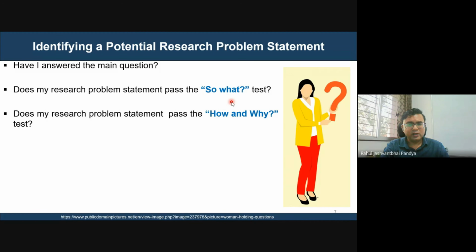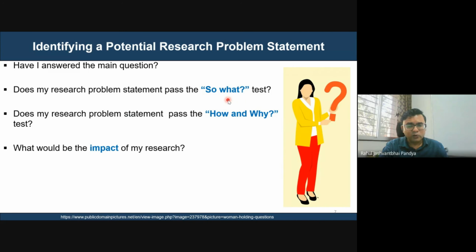Once those are addressed, the next question is, does my research problem pass the how and why test, right? So let's say once I figured out that I want to do this kind of research and this is my problem statement, the next question comes, how am I going to do this? What are the facilities that I need to execute and conduct that research smoothly? And why am I doing this? So why means these are the objectives that I have to achieve. In that way, we have to address those.